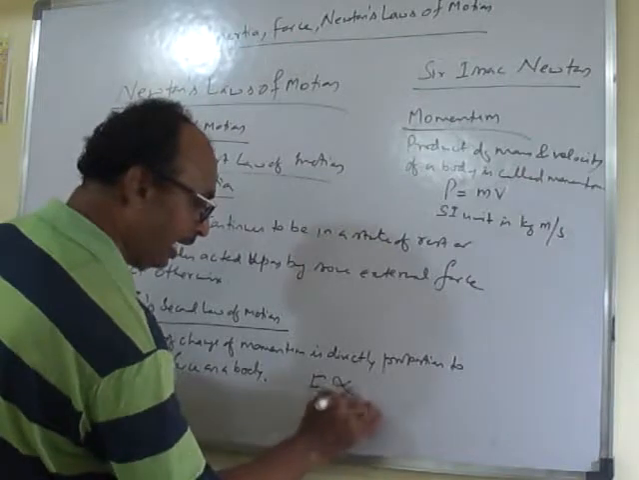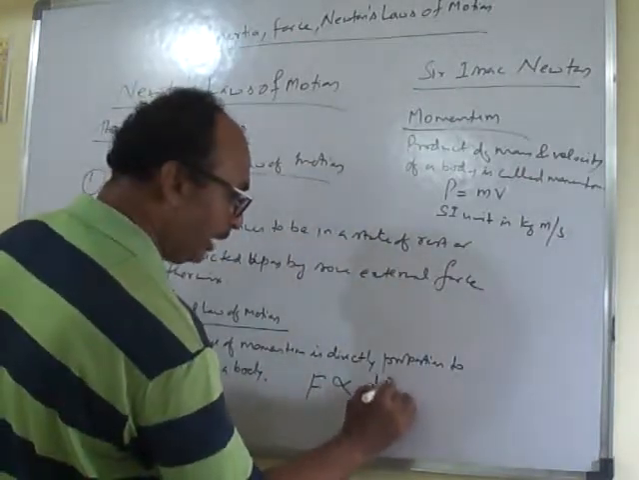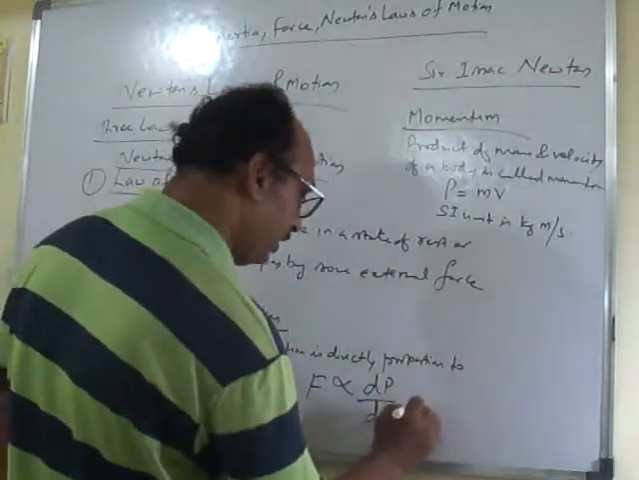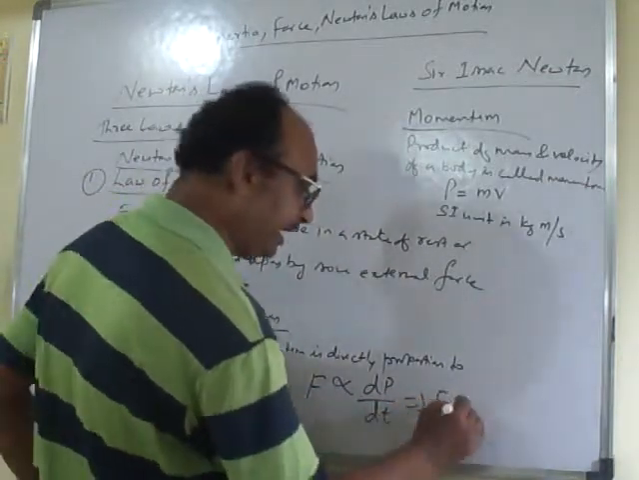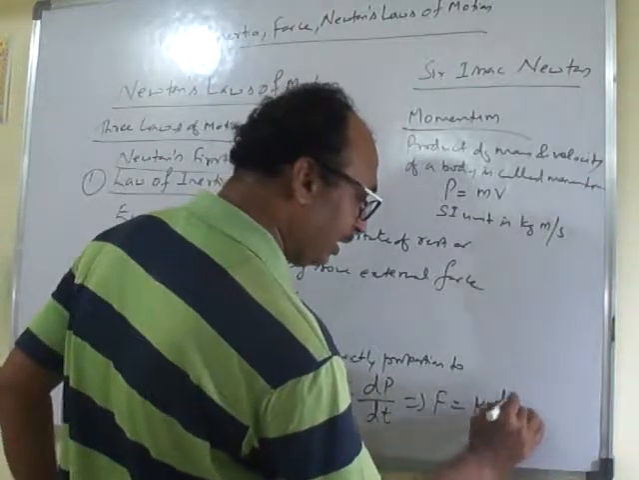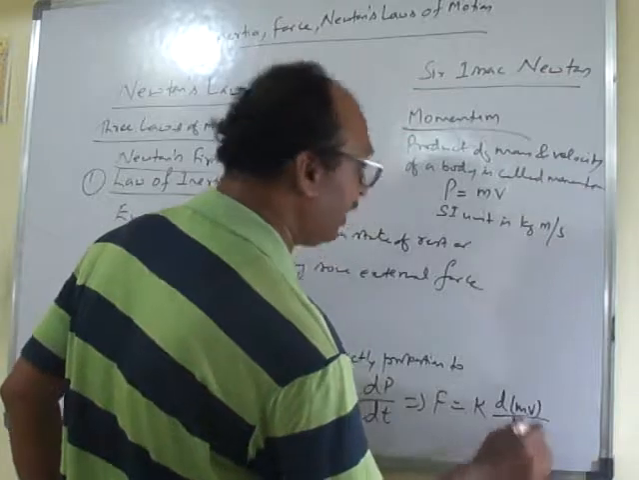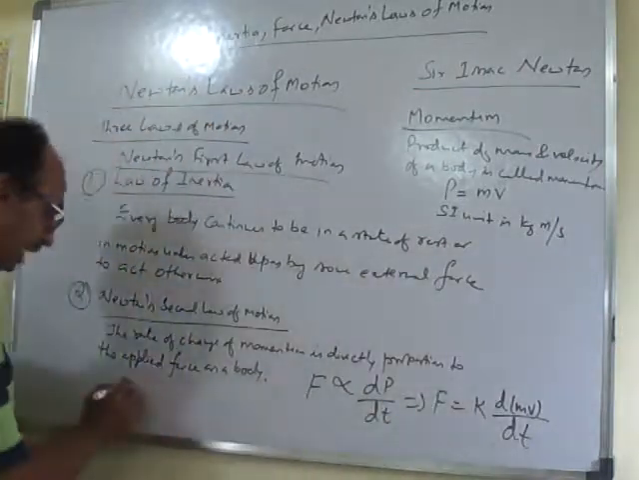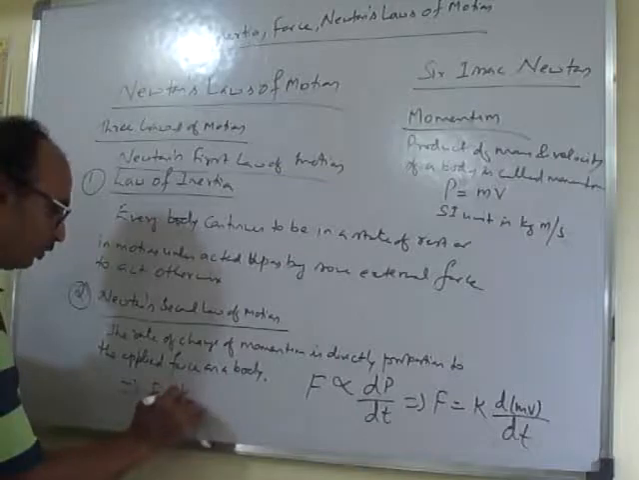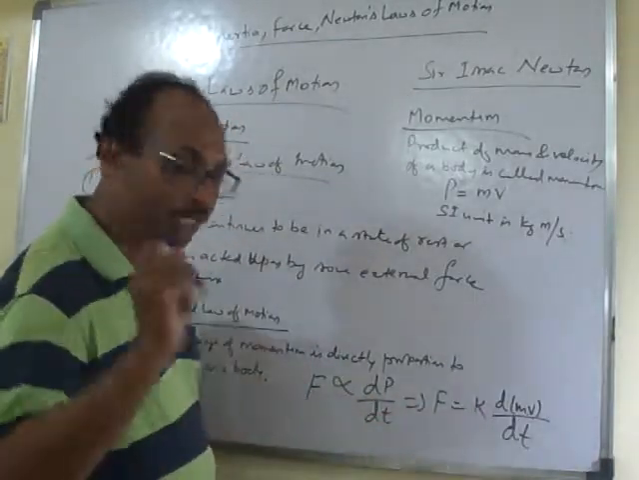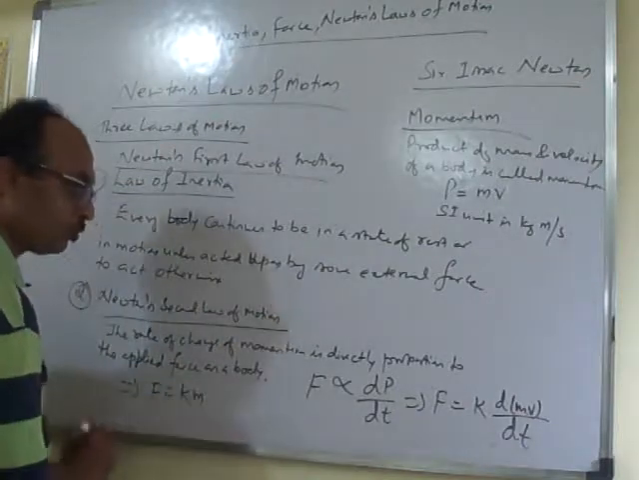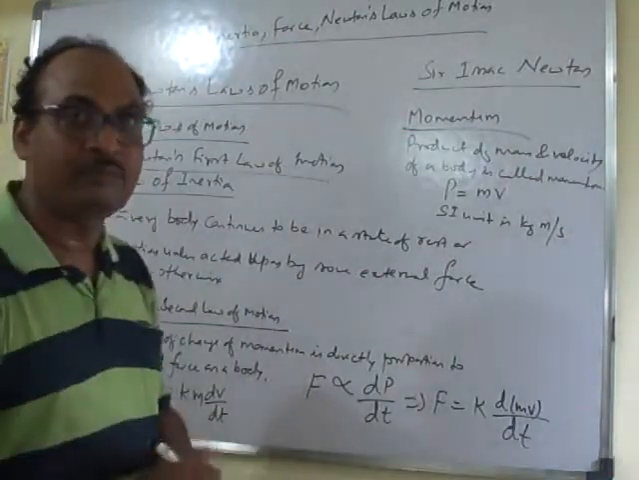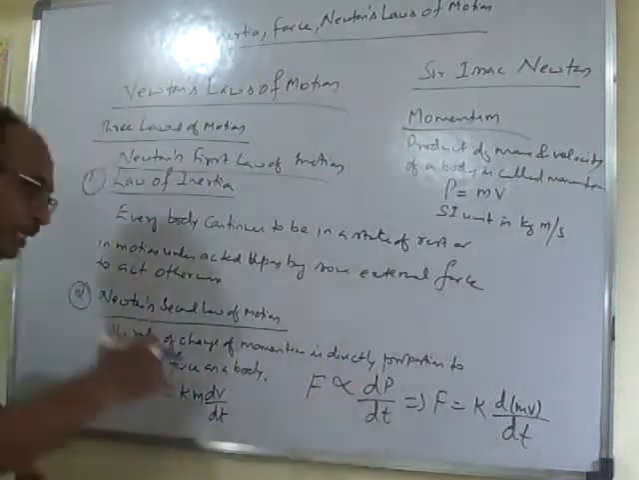So we can say that F is directly proportional to dP by dt. So this will give you F. We can write it as K, and dP we will write as d(mv) by dt. As mass is constant, we can write F is equal to K, where K is a proportionality constant, and the mass M will come out, and we can write it as m dv by dt. dv means change in velocity, and dt means change in time.